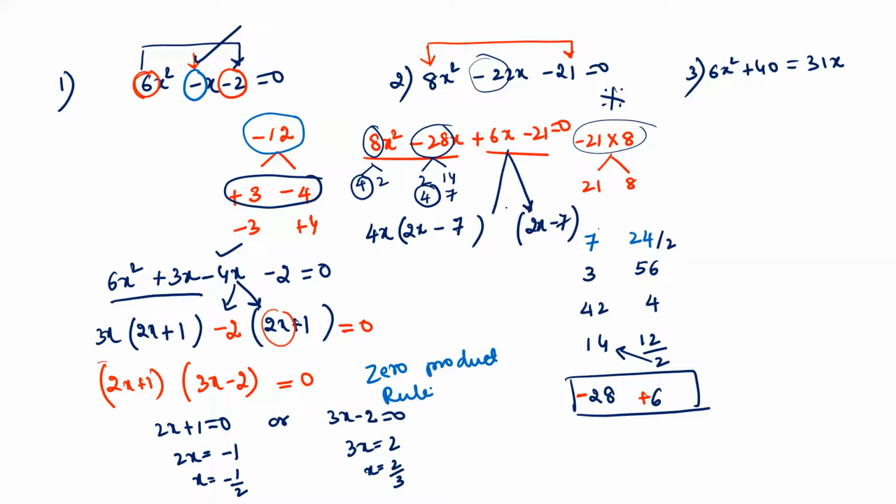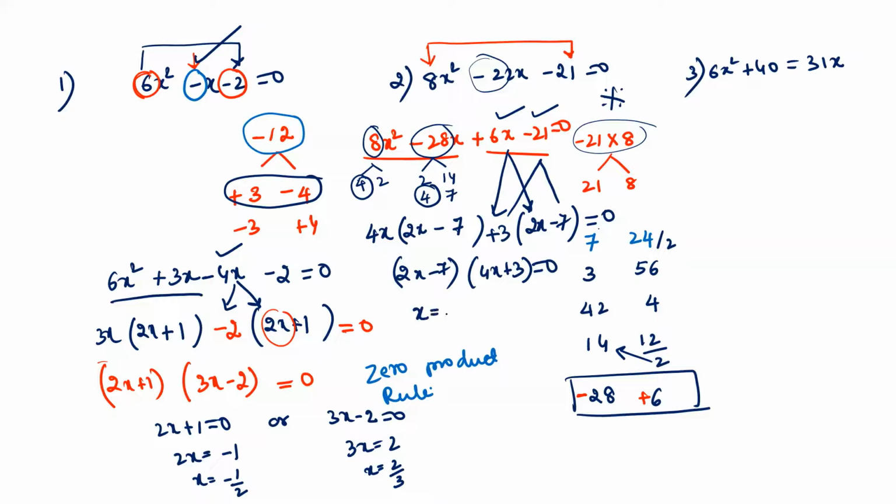With what will you multiply 2x so that you get plus 6x? With 3, ma'am. Plus 3. Again check, plus 3 into minus 7. Is it giving you minus 21? Yes, ma'am. Now what are the factors, Rohit? Ma'am, 2x minus 7 and 4x plus 3 is equal to 0. Correct. Now what is the value of x here?